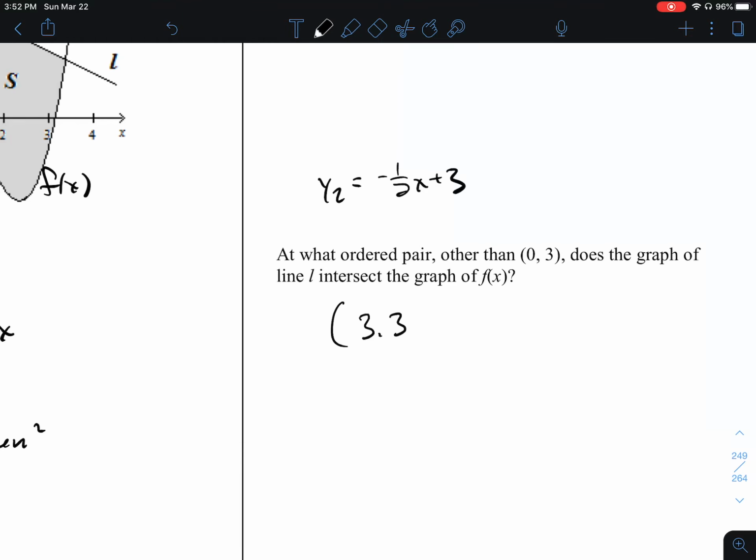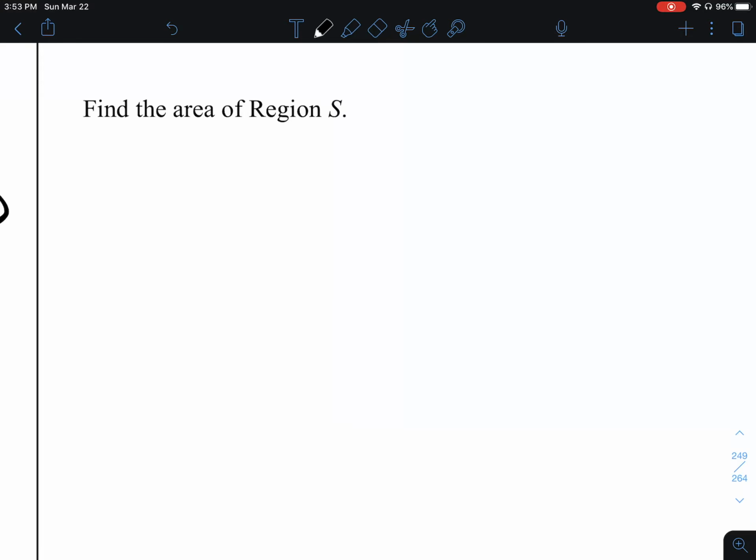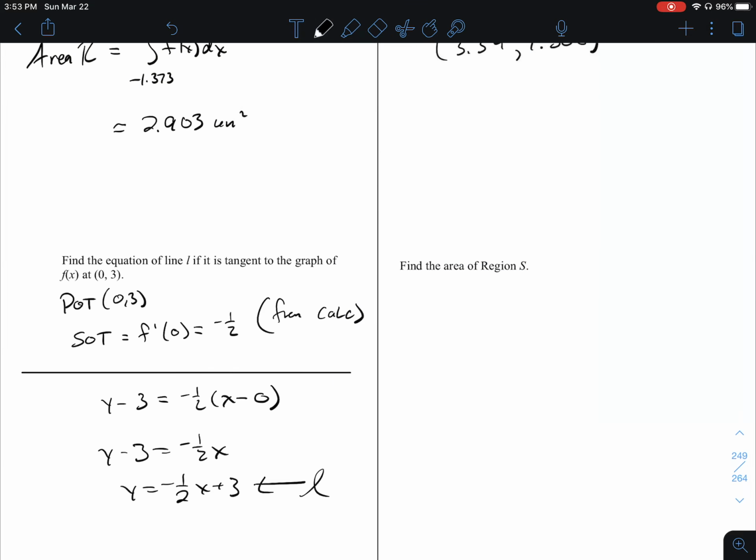I got 3.39, comma 1.305. Hopefully you got the same. Make sure you're doing this along with me with your calculator. Find the area of region S. Well, let's look and see what that is.